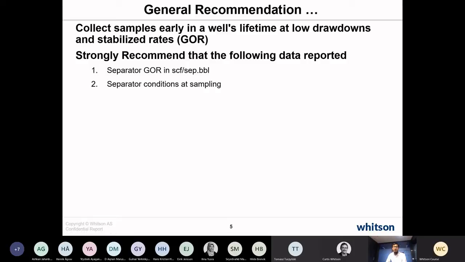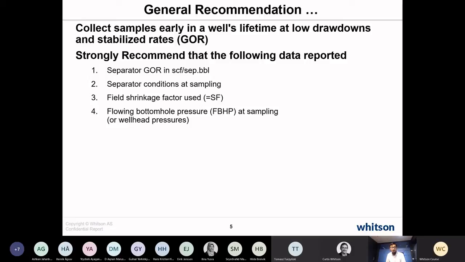Also, the separator conditions at the time of sampling should be reported, because that's important to quality check the separator samples. Field shrinkage factor used, so that's something we used in the exercise yesterday. What is the shrinkage factor? And also the flowing bottom hole pressure at the time of sampling.